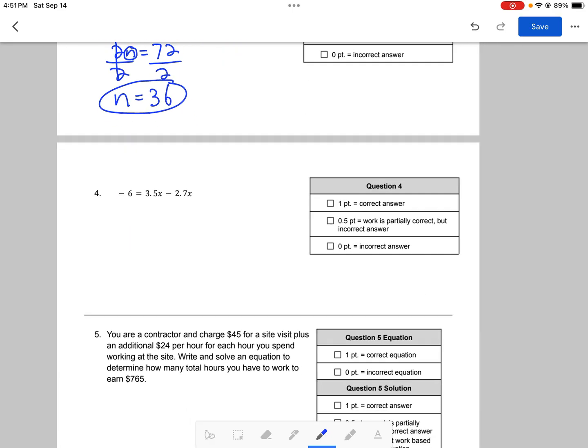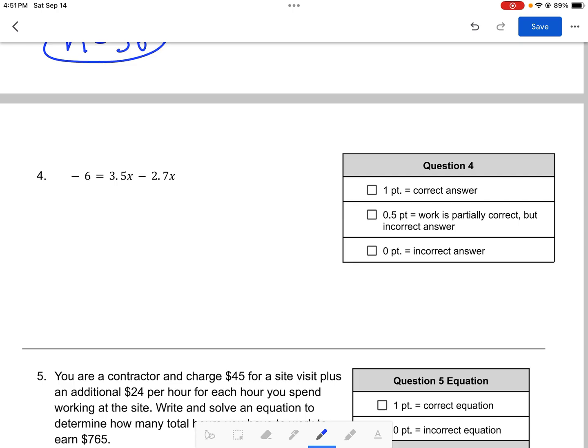Flipping over to number 4, we talked about this combining like terms. So if I look at the right side of my equal sign here, I have 3.5x minus 2.7x. This is simply a subtraction problem in your calculator. So when you subtract 3.5 minus 2.7, we get 0.8x. And I can combine these because the x's are the same. And it equals negative 6.